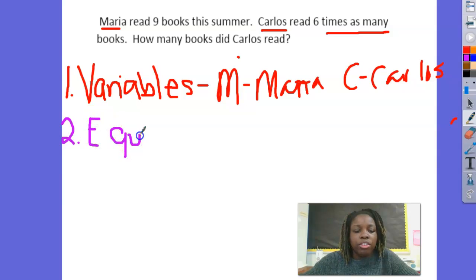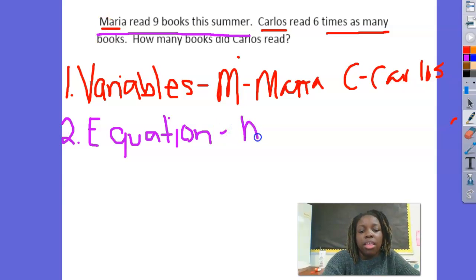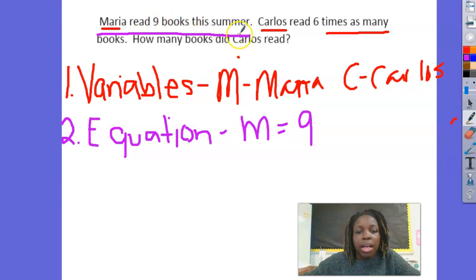So we're going to write the equation down here. So I know that I'm going to read it again sentence by sentence to write my equations using my variables. So it says Maria read 9 books this summer. So I have to write that equation. Well, Maria stands for M. Instead of saying Maria, we're going to say M. So I'm going to say M equals how many books? 9 books. So M equals 9 books this summer. Got my first sentence. Now let me see my next sentence.